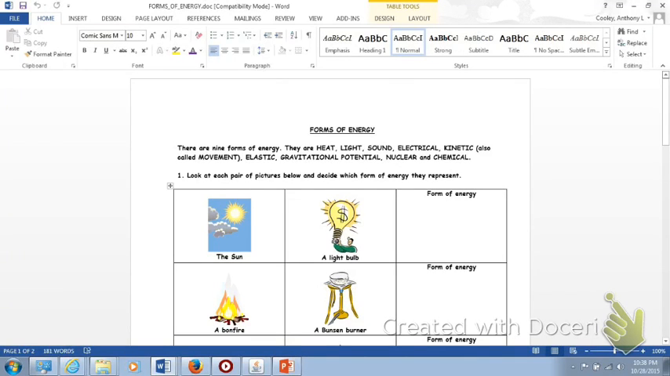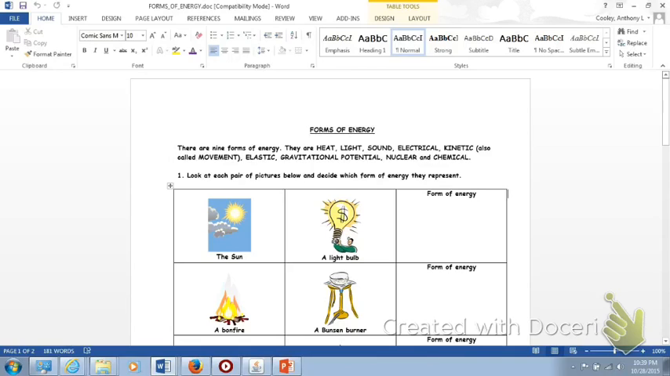Oh, hello again. All right, here we are with this particular PDF, not necessarily PowerPoint, but I want to go over this sheet here. I'll probably present it to class also. But this is dealing with different forms of energy.